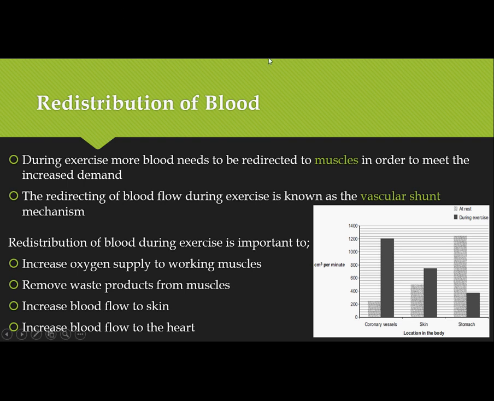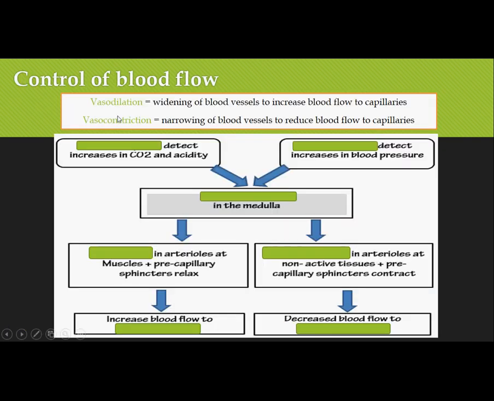Now, how does it actually occur? Well, first of all, we need to know these two key terms: vasodilation, which is the widening of blood vessels, increasing blood flow, and vasoconstriction, which is when the blood vessels narrow, reducing the blood flow. Now, two receptors that we already know, the chemoreceptors detect increases in carbon dioxide and acidity during exercise, and the baroreceptors detect increases in blood pressure.